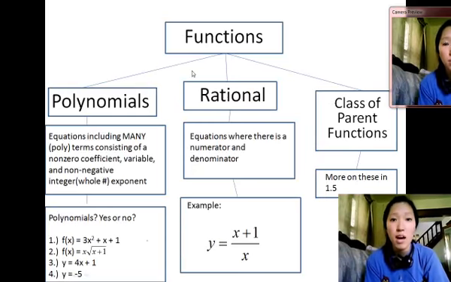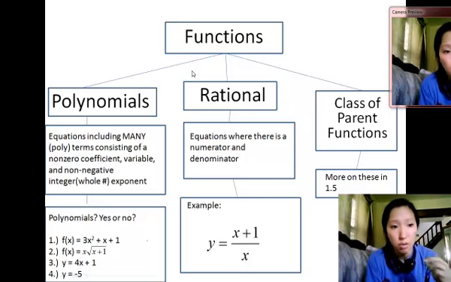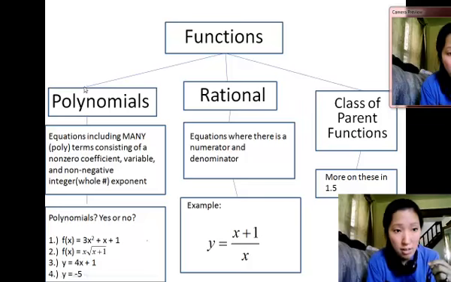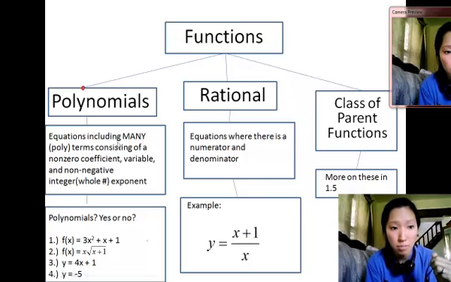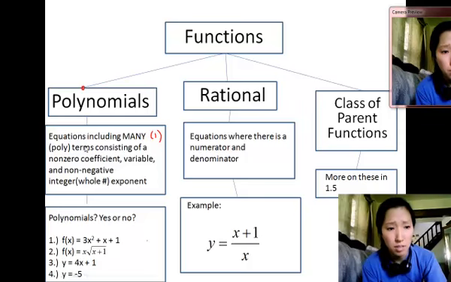Functions. So how do you figure out who belongs in that function family? I'm going to say that polynomials are things to look out for. Poly means many, though there could technically be just one. So they're one term or many terms, consisting of a non-zero coefficient, the number out front. Why can't it be 0? Obviously you wouldn't have a term there. Then a variable, and then a non-negative integer exponent, an integer being a whole number.